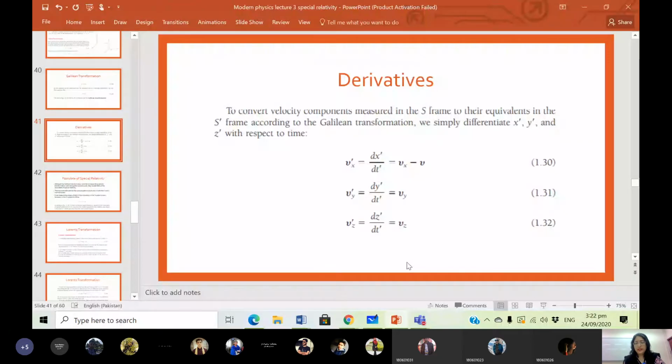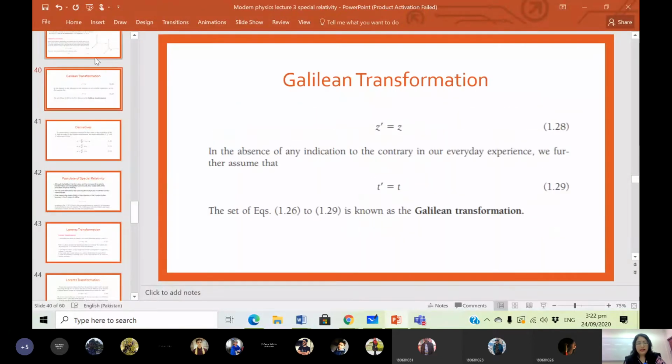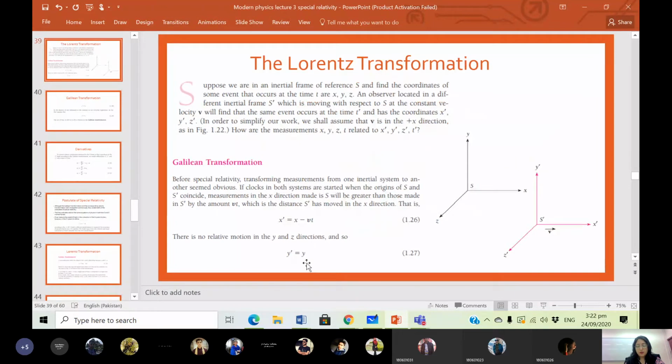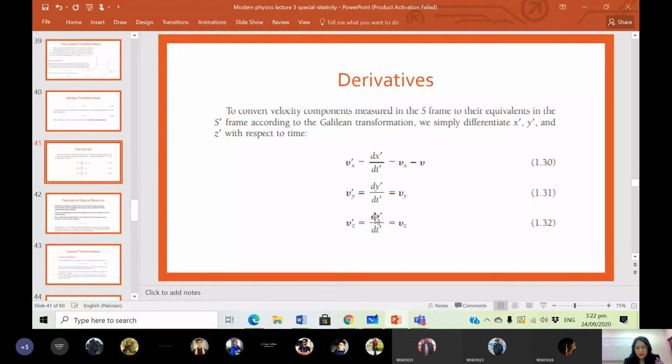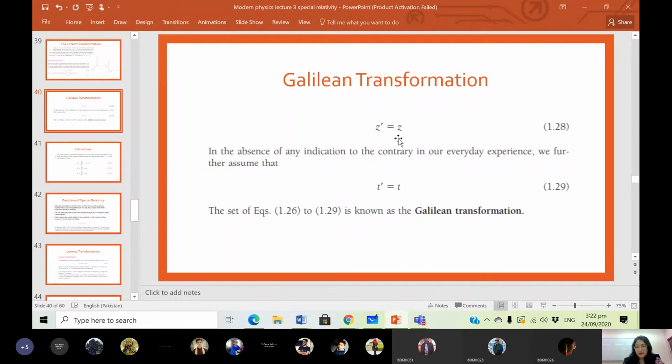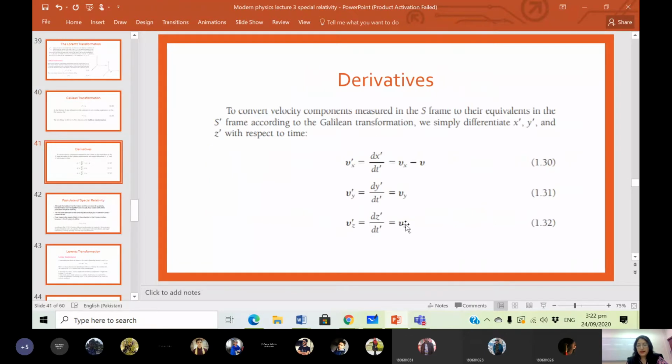And because it was not moving in the y direction, y dash is equal to y. So we take the derivative of y dash with respect to t dash. That will give you dy by dt, which is the y velocity. Okay? And then you take the derivative of this with respect to t dash. That will give you dz dash divided by dt dash. So you get this, the velocity in the z direction.